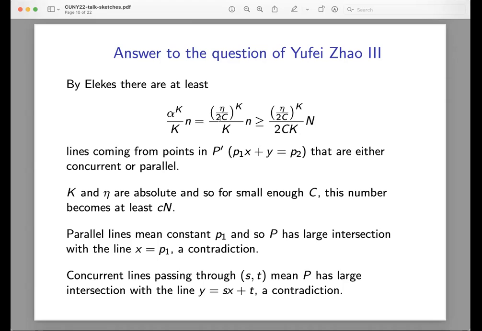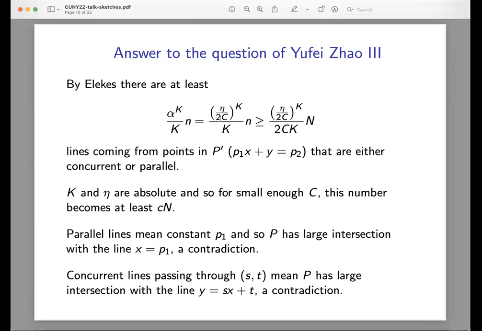With concurrent, if you have many lines that pass through the point (s, t), then that means the original point set had too many points on the line y equals sx plus t. And that's again a contradiction. So basically, that's the end of the proof.